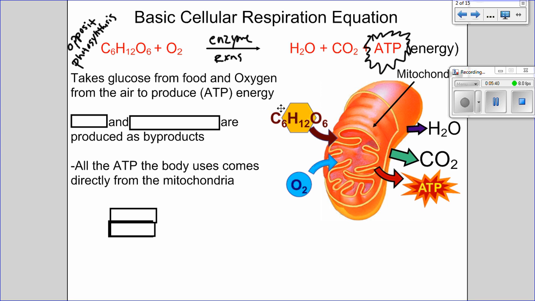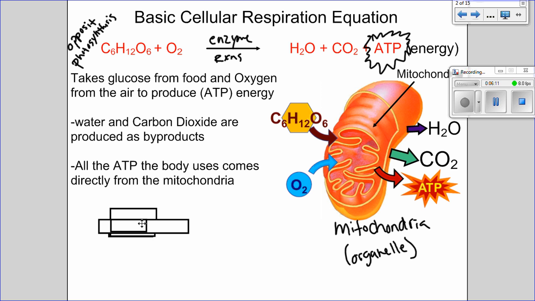So that's what you see in this diagram here. You have your glucose entering this structure called the mitochondria, which is an organelle. The oxygen enters the mitochondria as well, and then water, carbon dioxide, and ATP leave the mitochondria.